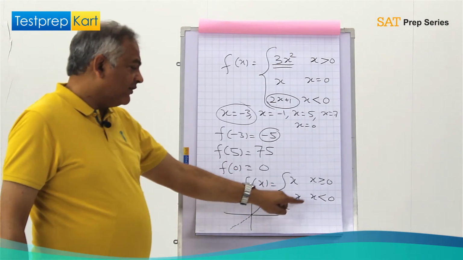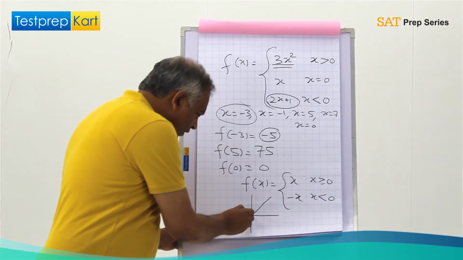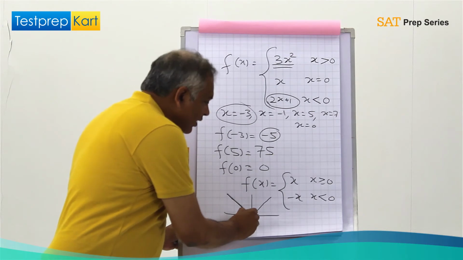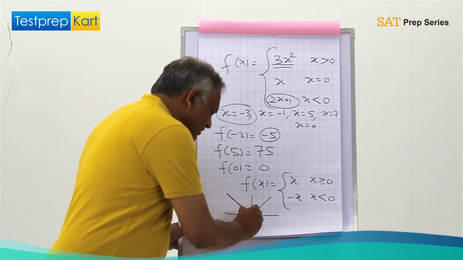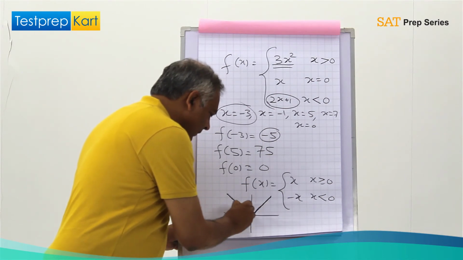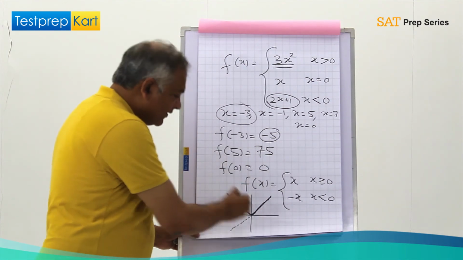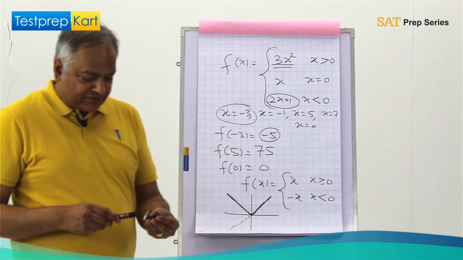f(x) equal to -x if x is less than 0. So on this side, it will be something like this. So my final graph of f(x) equal to x when x is greater than or equal to 0 and minus x if x is less than 0 is this one. Be careful while drawing it, because you can't take this portion, that is not valid as far as a piecewise function is concerned.